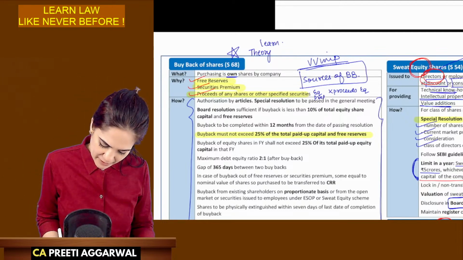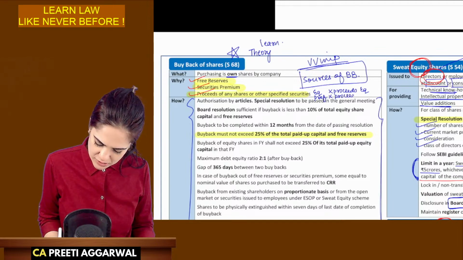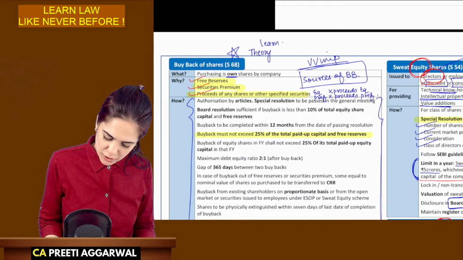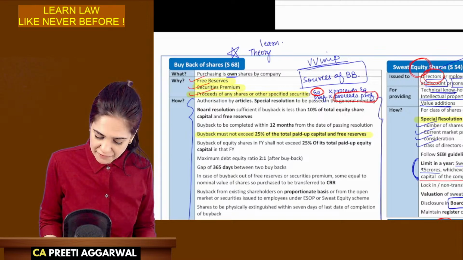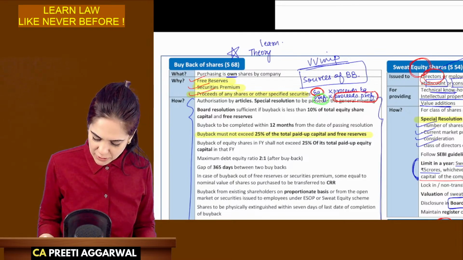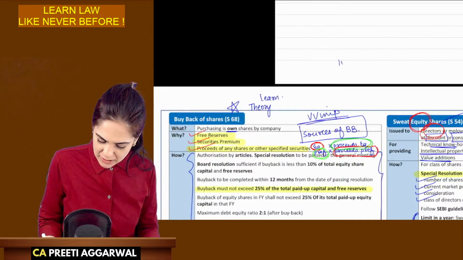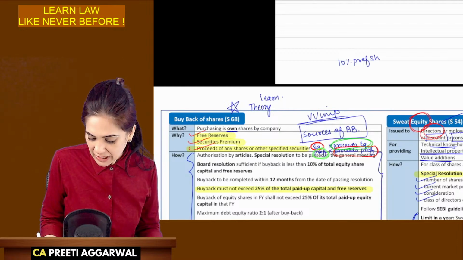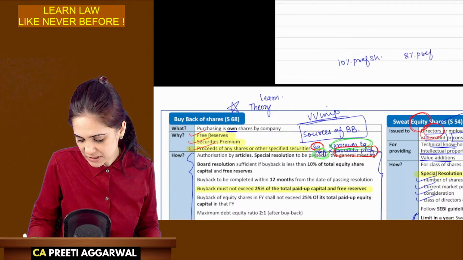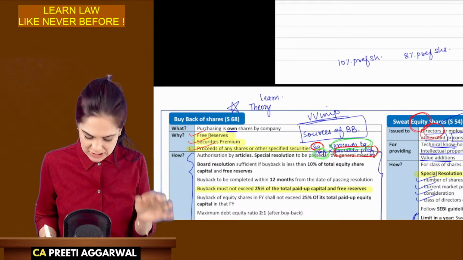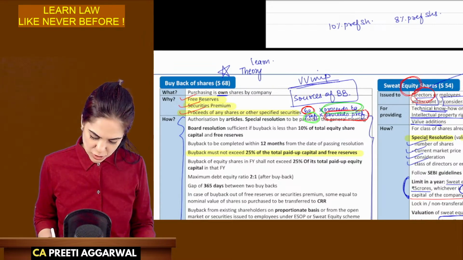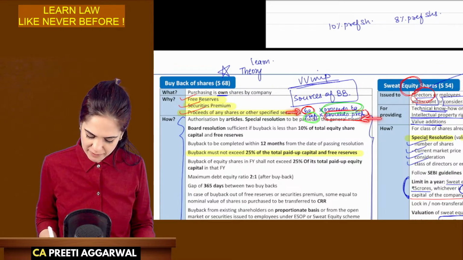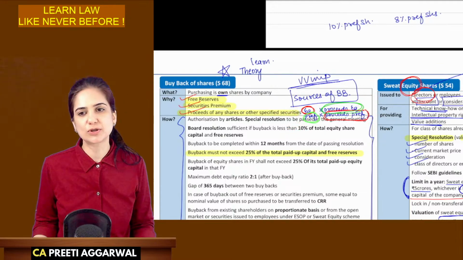If you are buying back preference, you cannot use the proceeds of preference. But if you are buying back equity, can you use the proceeds of preference? Yes, that is possible. If you are buying back preference, can you use the proceeds of equity? Yes. If I am buying back 10% preference shares, can I use the proceeds of 8% preference shares? No, because they are the same kind of security. So if I'm buying back equity, I can use the proceeds of preference. If I'm buying back preference, I can use the proceeds of equity.